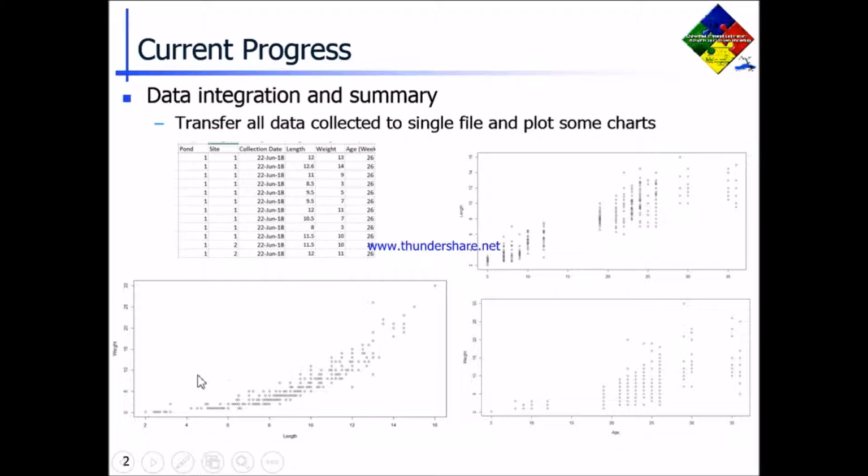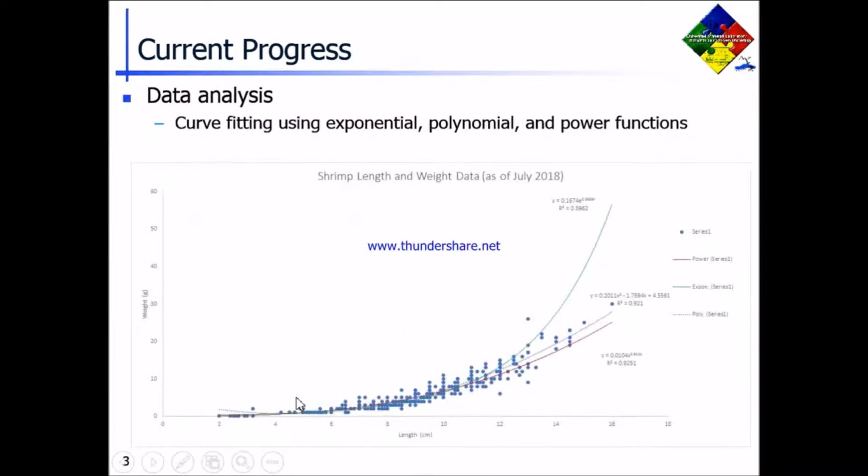However, if we look at the weight and length relationship, we can see a certain pattern, and it represents a certain curve. So I did some further data analysis using curve fitting, using the exponential, polynomial, and power functions. It shows the equation as well as the r-squared value.